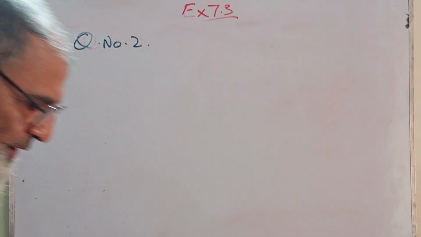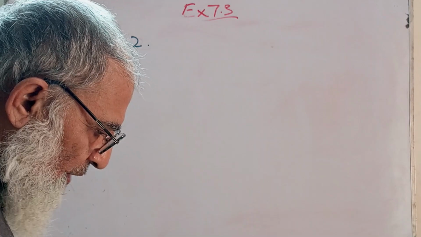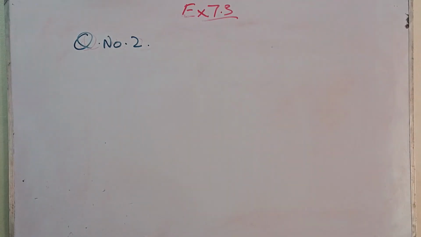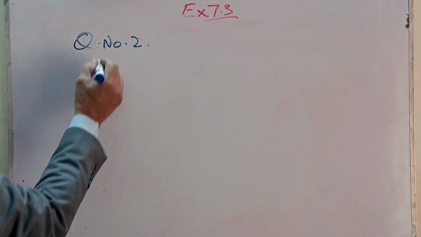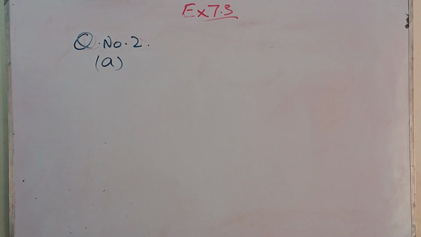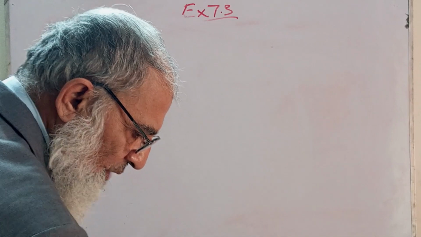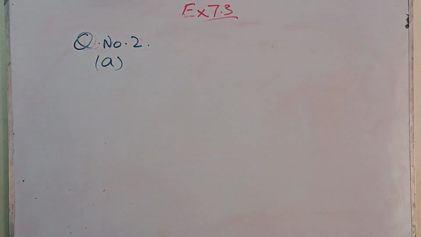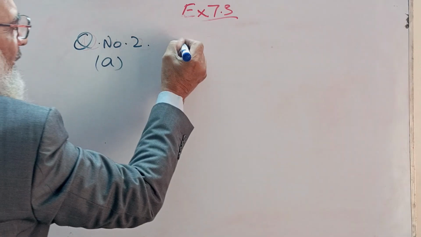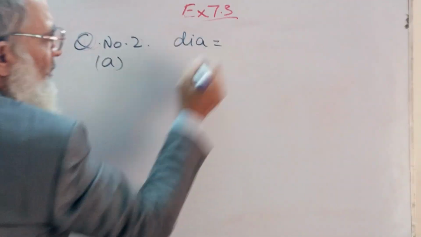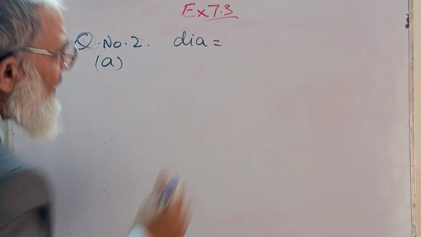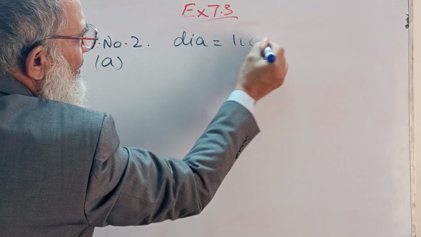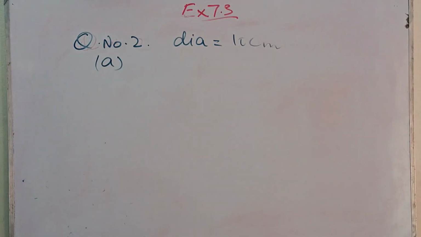Question number 2. For each of the following, give the answer as the multiple of pi again. Now, part A. Calculate the circumference of a circle with diameter of 10 centimeter. Diameter is given. In this case, the figures are not given. Only some written sentences are given. Diameter is 10 centimeters.